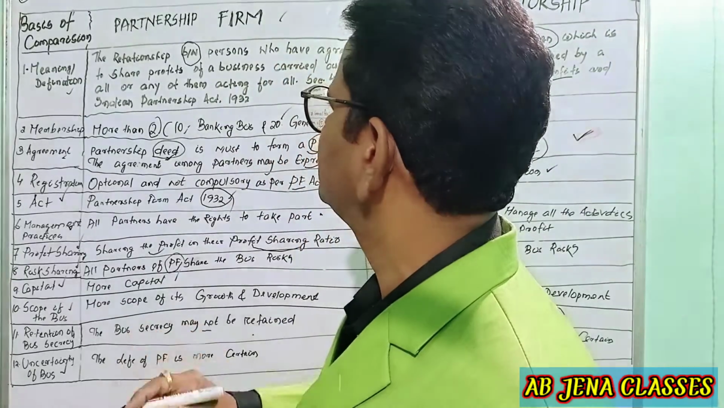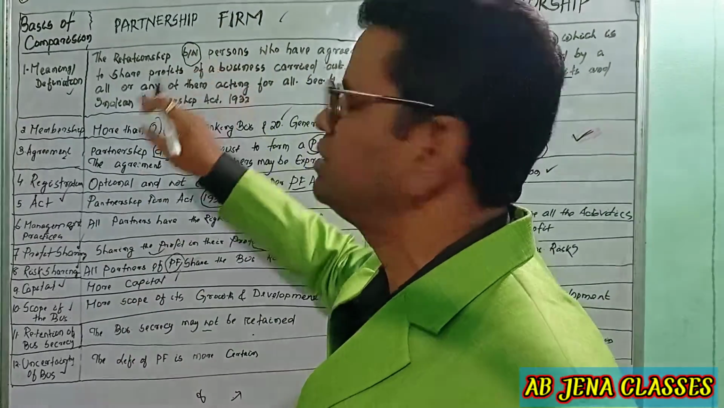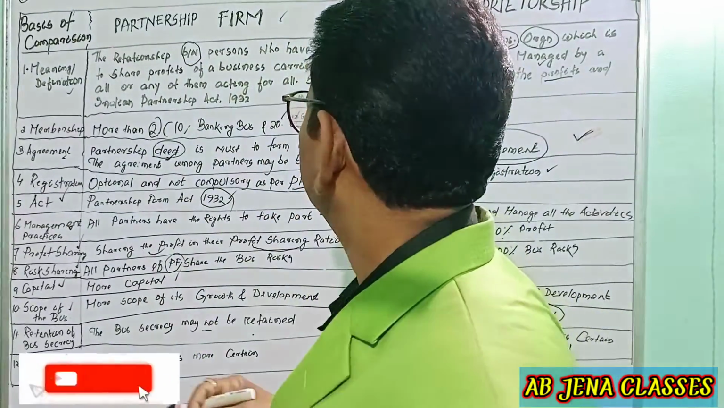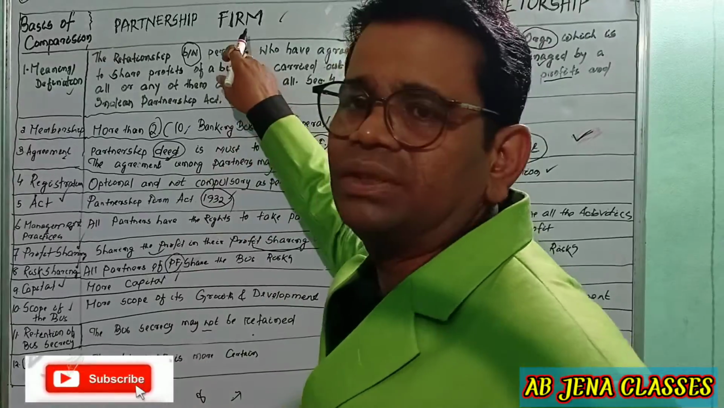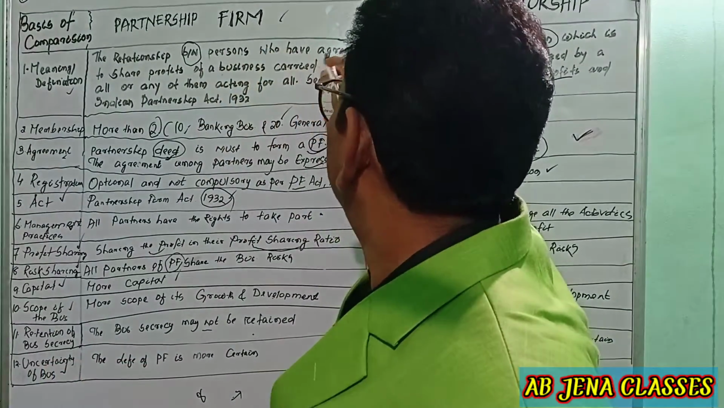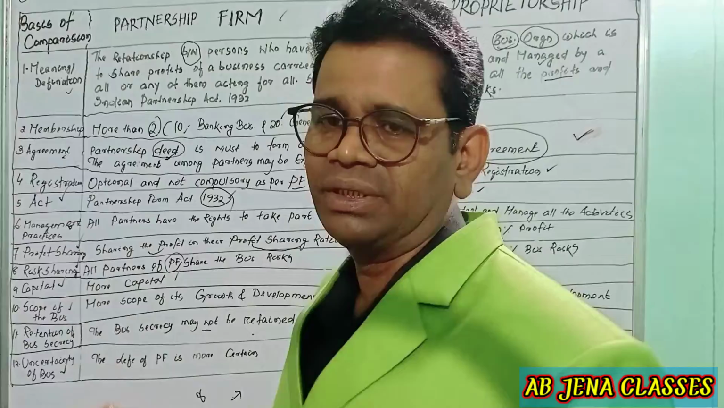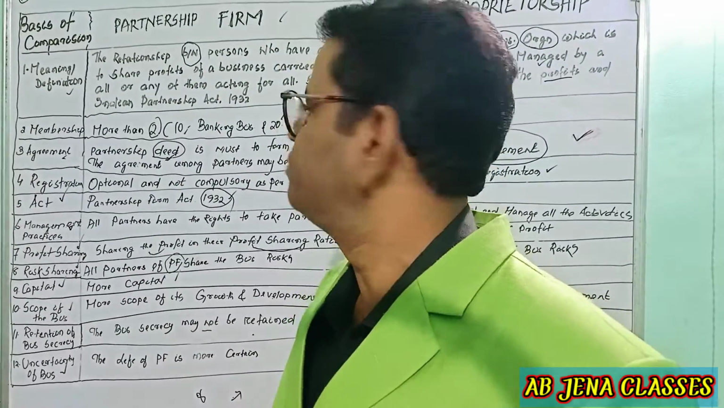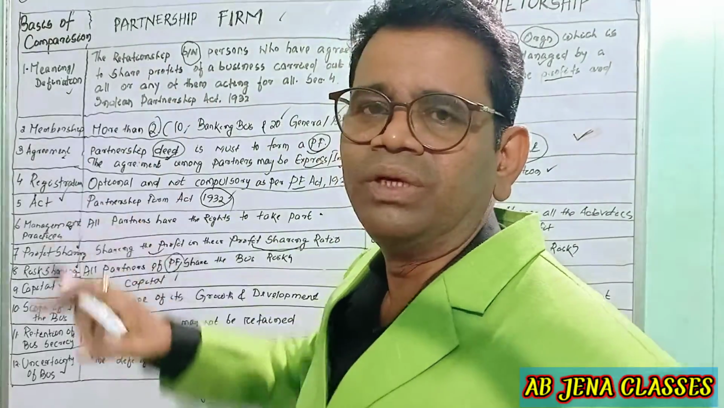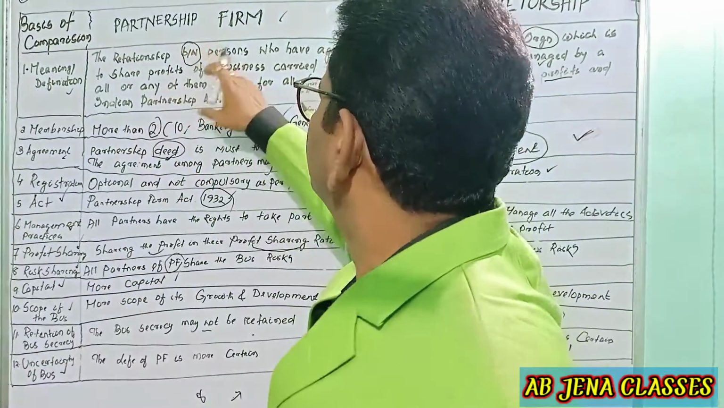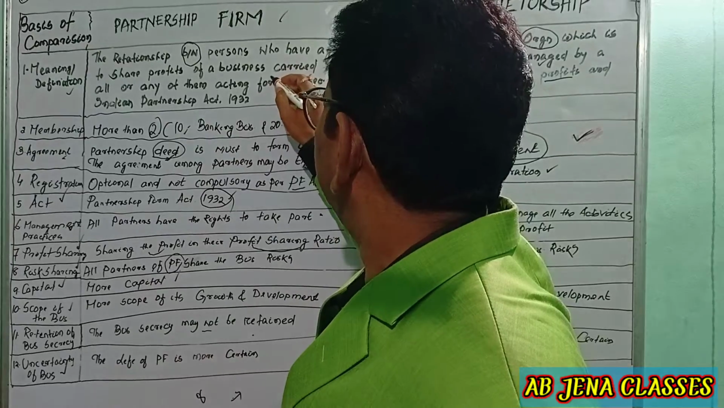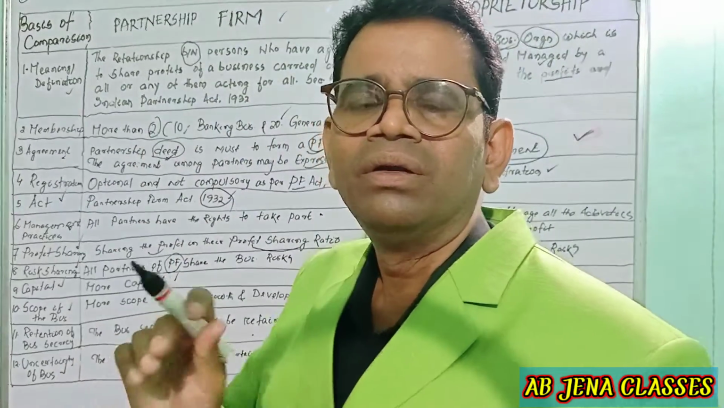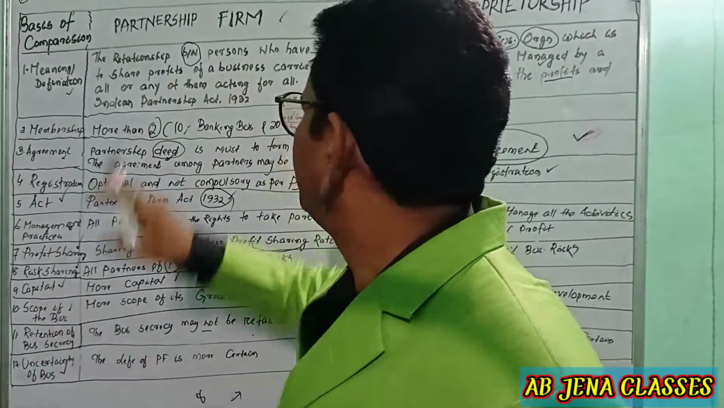By taking the meaning of the definition, the partnership firm is the relationship between persons. Persons means they are the partners of the partnership firm who have agreed to share the profits. Definitely the partnership firm will earn some profits, and the profits will be distributed among the partners of a business which is carried out by all the partners or any of them acting for all.